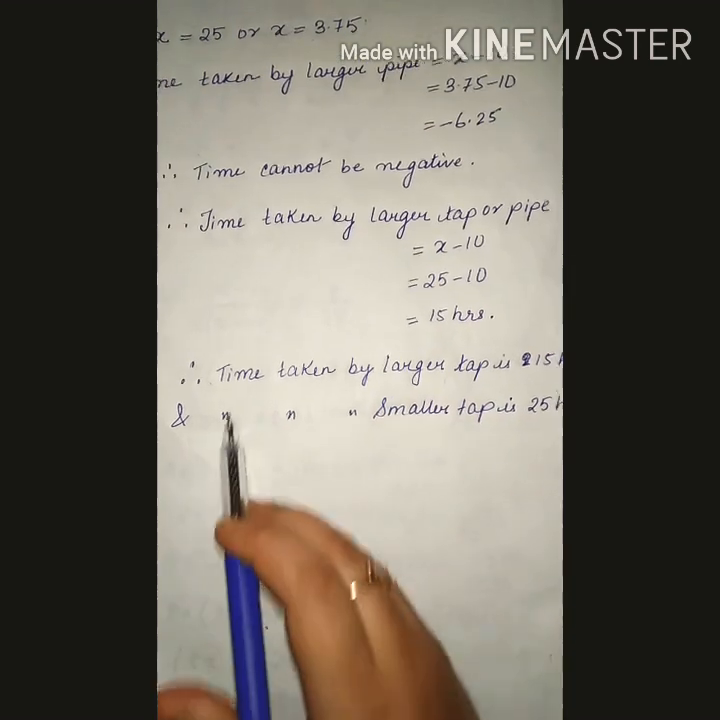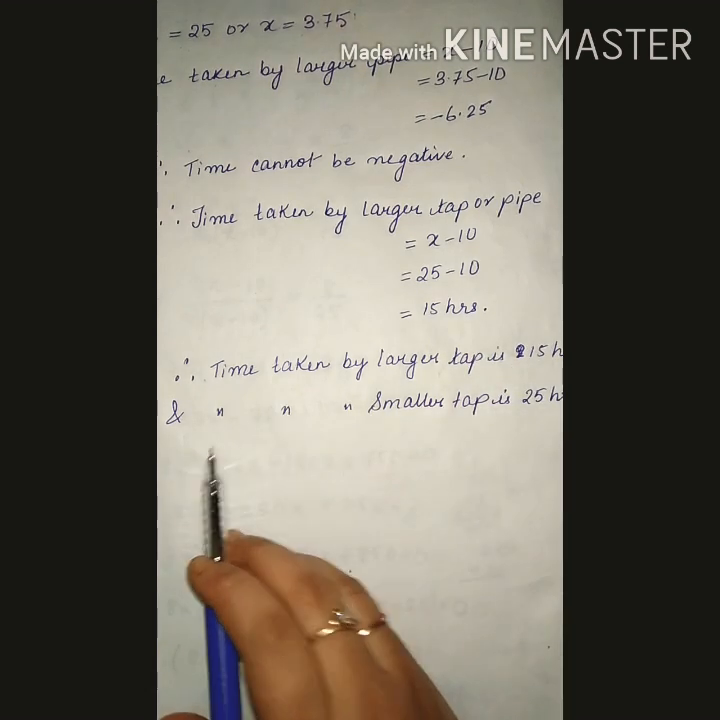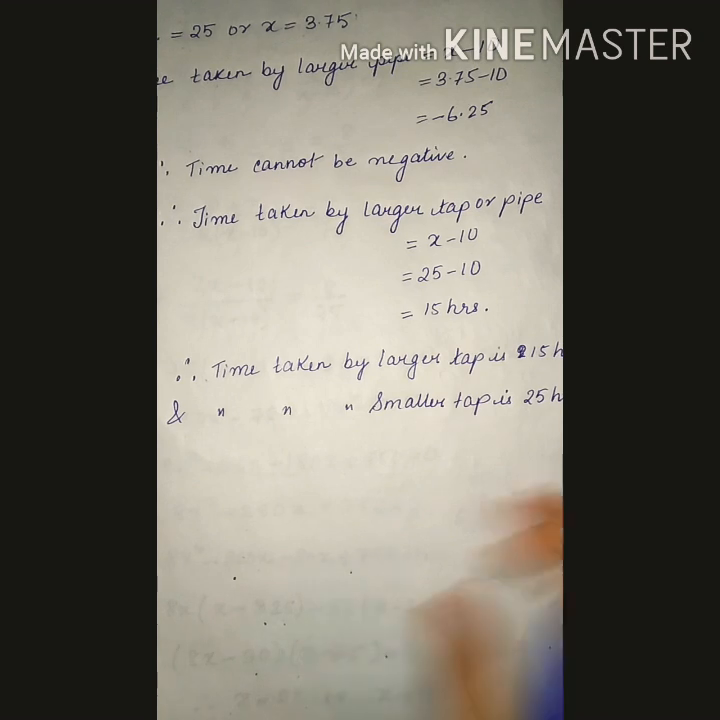At last you write down, therefore time taken by the larger tap is 15 hours and time taken by the smaller tap is 25 hours. Hope it is clear now.